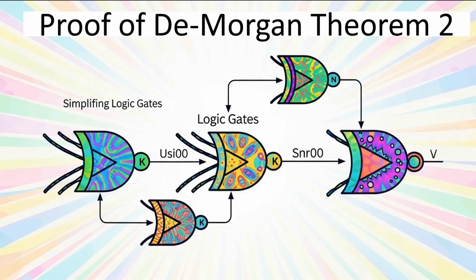In my previous video, I gave you the proof of De Morgan's Theorem 1. And in this video, I am going to give you the proof of De Morgan's Theorem 2. As you know that De Morgan's theorems are used in Boolean Algebra and they are very useful to reduce Boolean expressions. And now without wasting much time, let us get started and see the proof of De Morgan's Theorem 2.